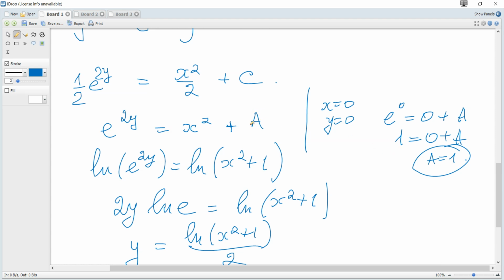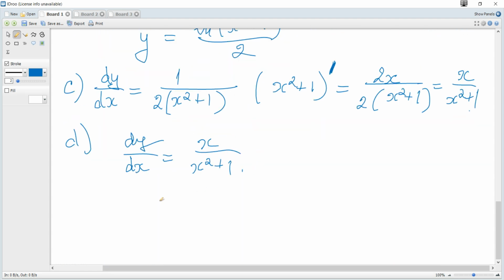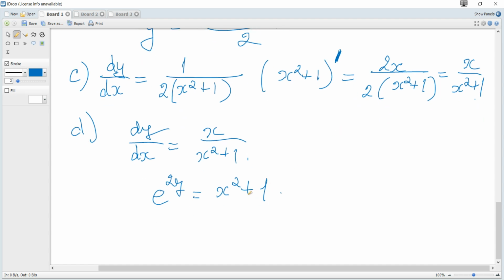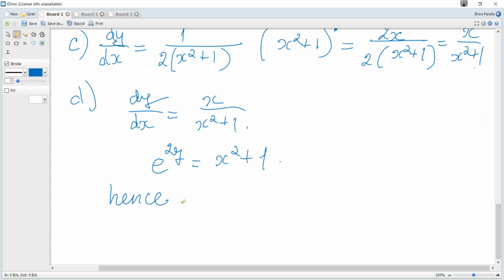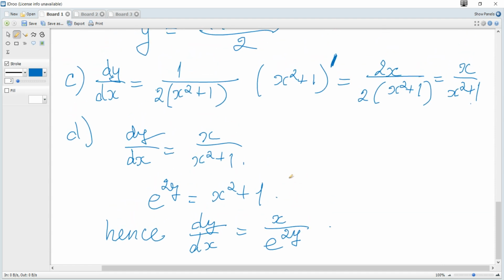A is 1, and you can see that e to the power of 2y is equal to x squared plus 1. Hence, dy over dx is x over e to the power of 2y, as required. And that's all for this question.